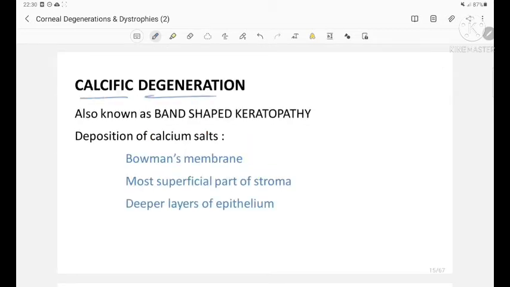Next is calcific degeneration. This is also known as band shaped keratopathy. This occurs because of deposition of calcium salts in the Bowman's membrane, the most superficial part of the stroma, and also in the deeper layers of the epithelium.